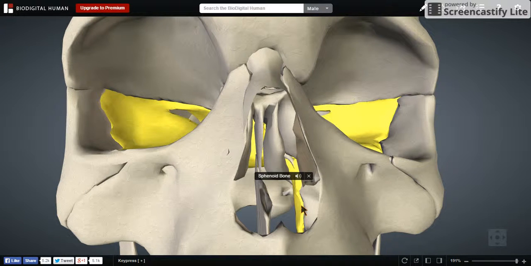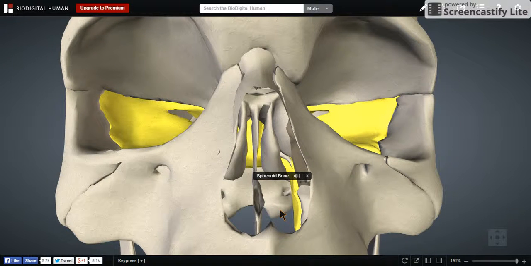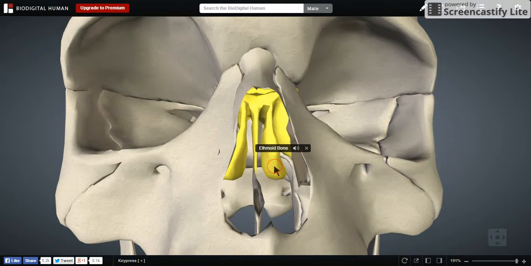The vomer, let's see here, is right there. And I'm trying to get a couple other bones here, but they're not showing up. The other major bones of the nose include the palatine bone, and I can't get that popping up here.